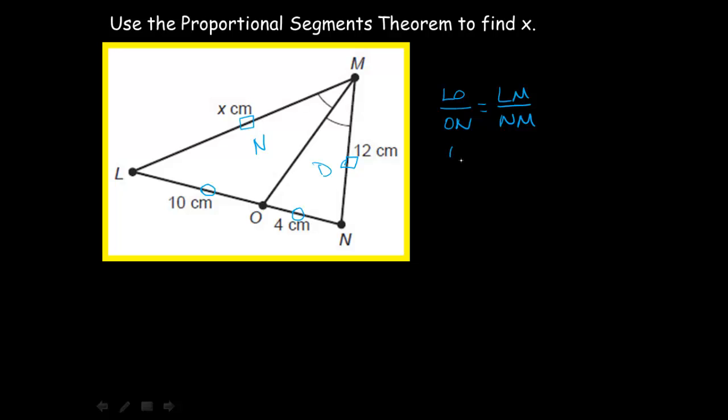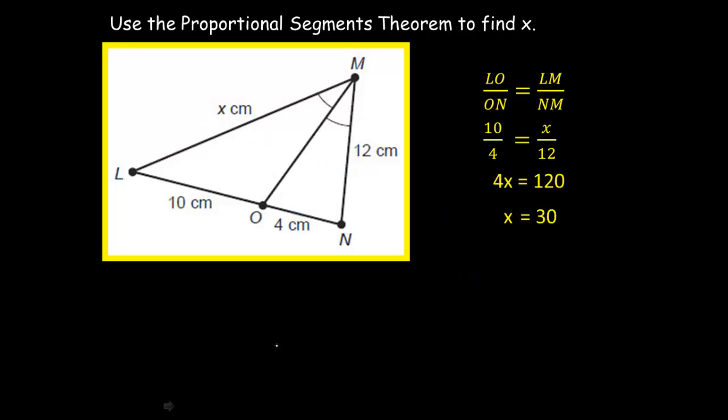Alright, so LO I'm replacing with 10. ON I'm replacing with 4. LM is x, and NM is 12. So you do your cross multiplication. 10 times 12 is 120. 4 times x is 4x. Divide both sides by 4. And 120 divided by 4 will give me 30. So this x right here equals 30 centimeters. And there we go, official answer.